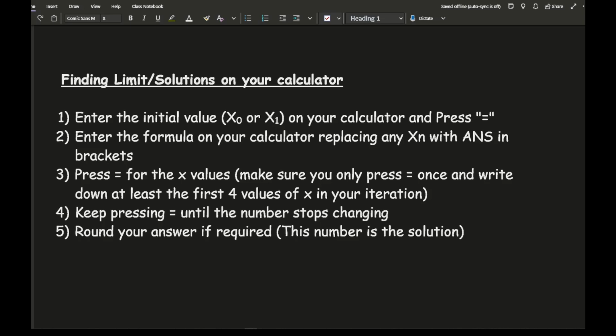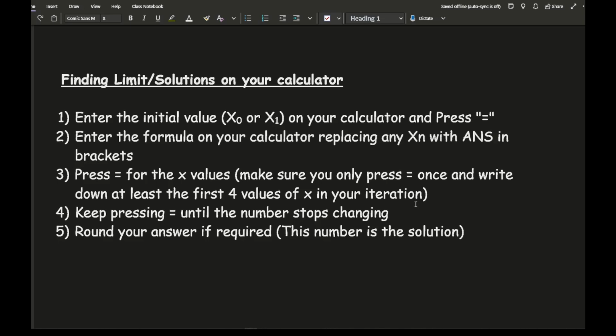The next thing you then want to do is enter the formula on your calculator, replacing xn with the ans function on your calculator. And what I'd strongly recommend is that you put the ans in brackets. Then all you then need to do is press equals for every single x value that you're wanting. Make sure that you're only pressing equals once and writing down the x value for the first 4 that you press your x values for. Also, make sure that you write it to the correct degree of accuracy.